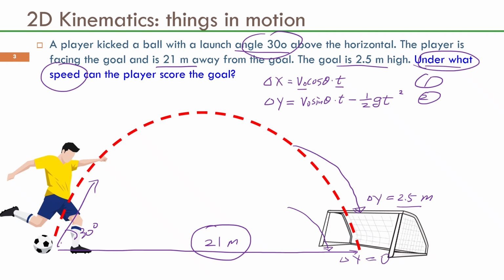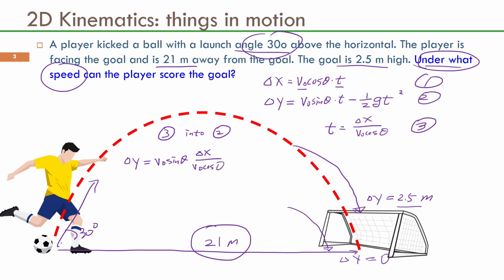From the first equation, we know t equals delta x divided by v0 cosine theta. Let's say this is equation 3. If I substitute equation 3 into equation 2, I can get one equation with only one unknown. So my delta y would equal v0 sine theta times t, and this is my t, which is delta x divided by v0 cosine theta, and then minus half g t squared.